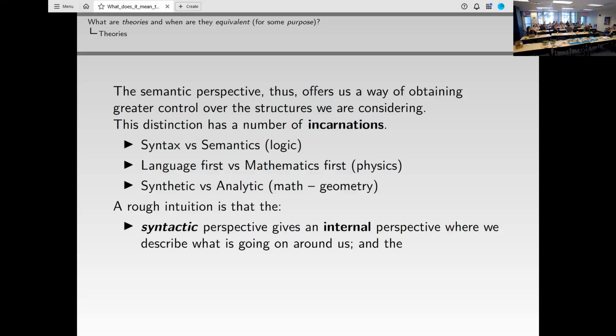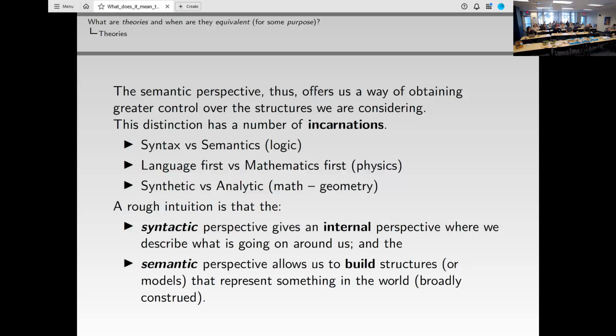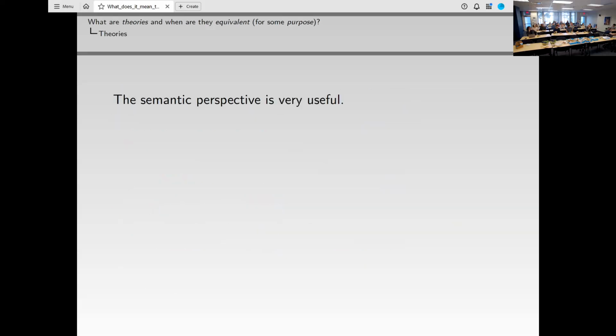Okay, so a rough intuition, and I stress rough, is the syntactic perspective gives this kind of external perspective where we describe, so to speak, what's going on around us in our language. Whereas the semantic perspective is more internal. We use our ambient mathematics to build structures that represent something in the world, very broadly construed. I don't want to get into that kind of metaphysics.